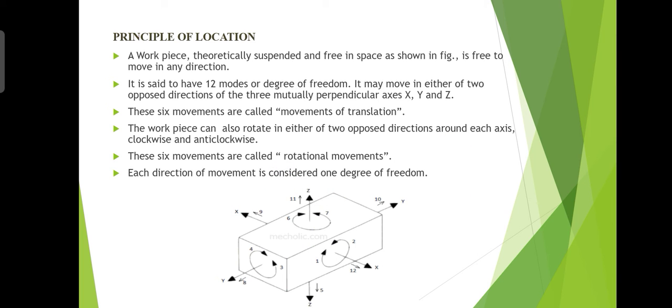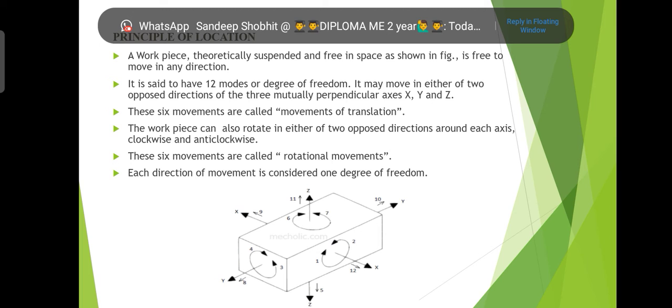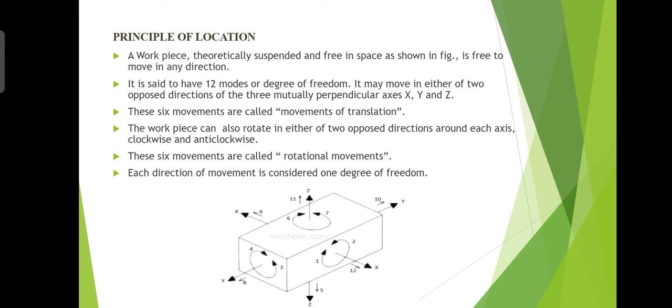These movements are called translation movements, and the workpiece also tries to rotate in two directions, clockwise and anti-clockwise, that I have already told you. These 6 movements are called rotational movements, and this way you can easily understand the principle of location.